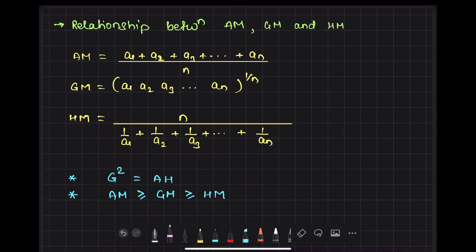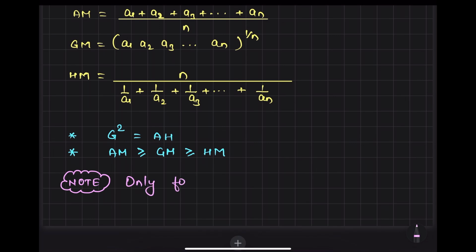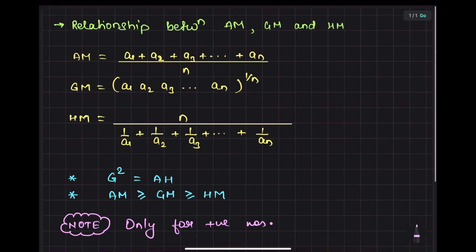Now suppose that it is true. So you have to memorize one note: it is applicable only for positive numbers. So GM square is equal to AM into HM, or you can say that AM, GM, HM are in geometric progression. And AM is greater than or equal to GM, which is greater than or equal to HM.